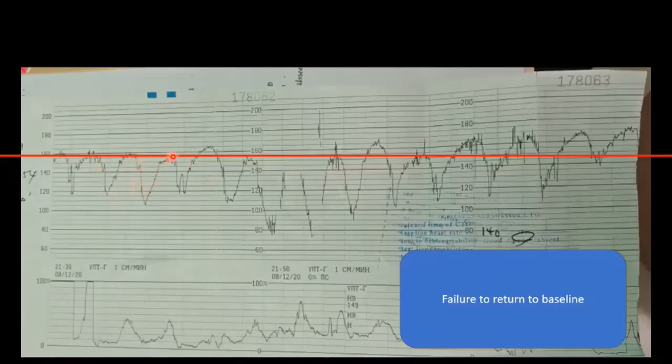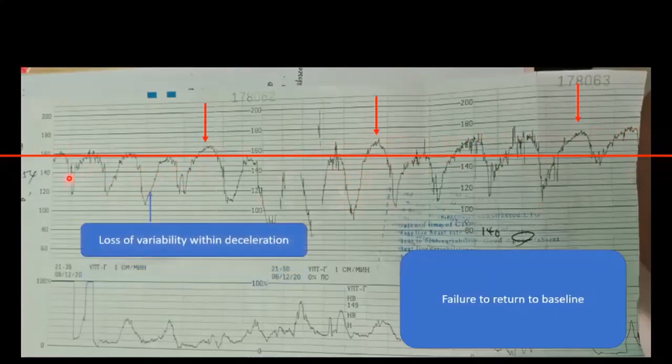Here is also almost the same, but here it overshoots a bit. So as it progresses, the deceleration reduces, and then it goes up and overshoots. As the CTG progresses, you will see the baseline is shifting towards the higher end already. So it cannot return back to the previous baseline. This is what we call a failure to return to the baseline. Okay. And this is a sign of autonomic dysfunction of the fetus, and it is a sign of fetal hypoxia.